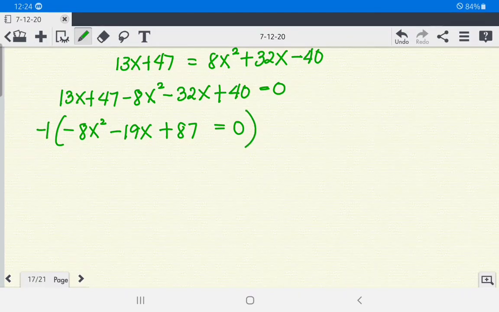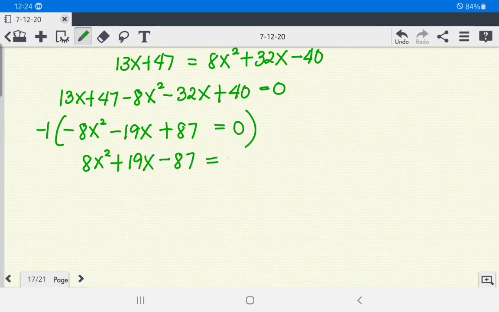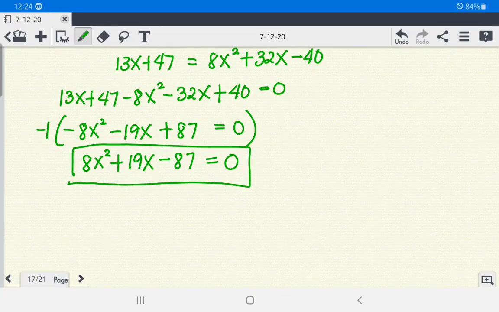So we have negative 1 times negative 8x squared. We have positive 8x squared. Negative 1 times negative 19, we have positive 19x. Negative 1 times 87, we have negative 87 equals to 0. So as you can see, this is now the quadratic equation in standard form. We have 8x squared plus 19x minus 87 equals to 0.